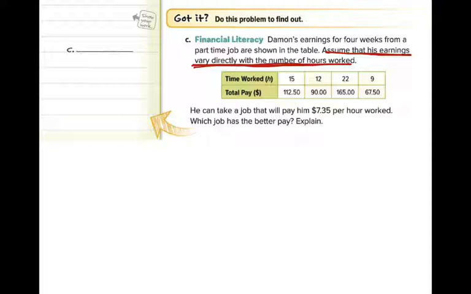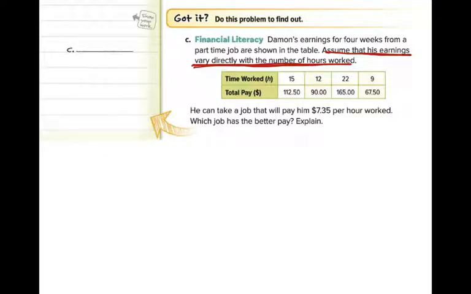There's a lot of these words that we're getting thrown around right now, and they do mean something. The words are chosen very carefully in hopes that it makes sense when put in a sentence like this. Assume that his earnings vary directly with the number of hours worked. This is what this means. There's a relationship between what he makes and how many hours he works. Let's think about that in real life.